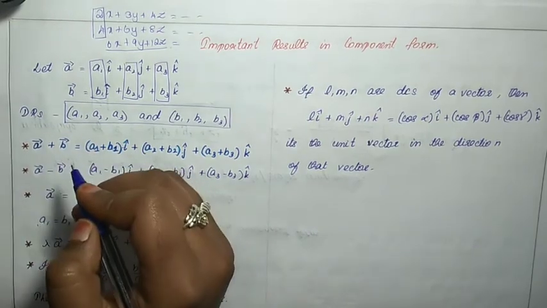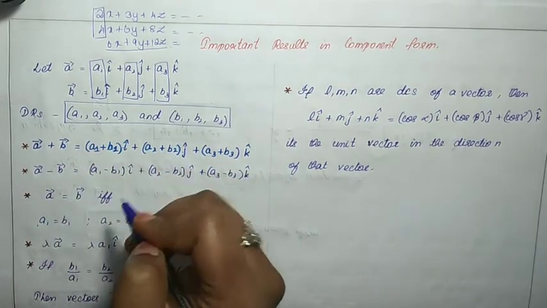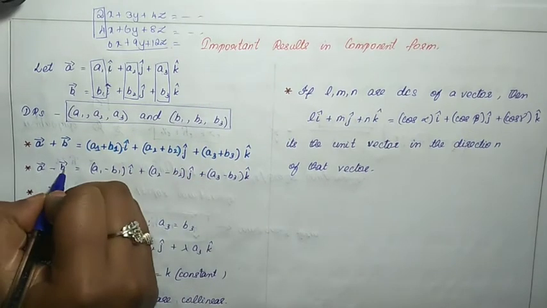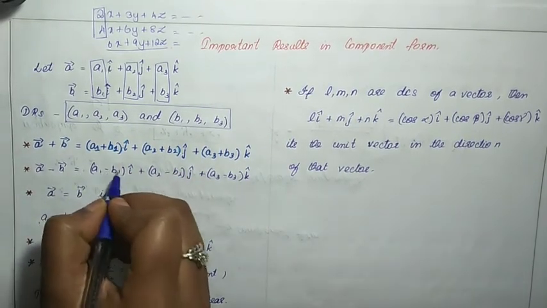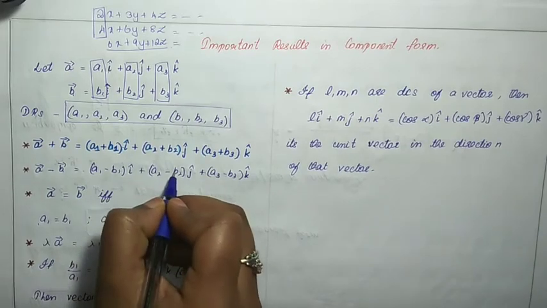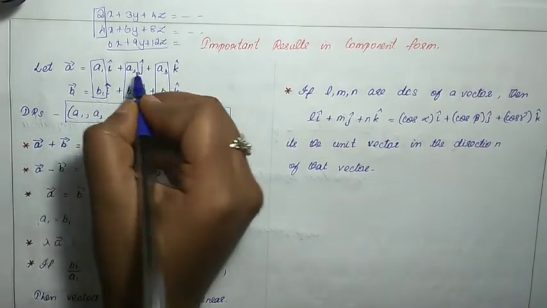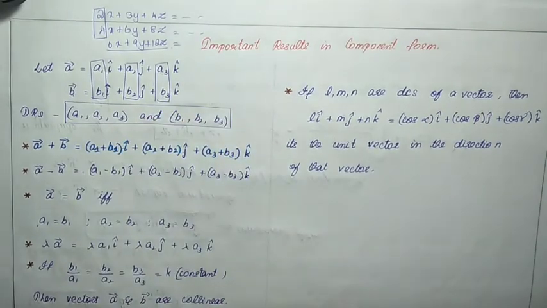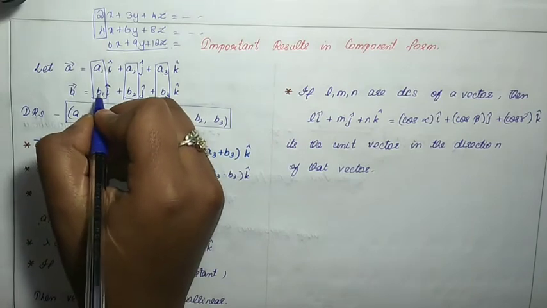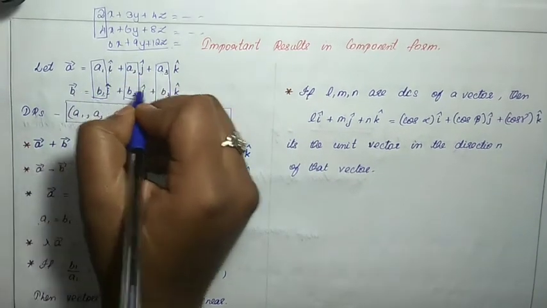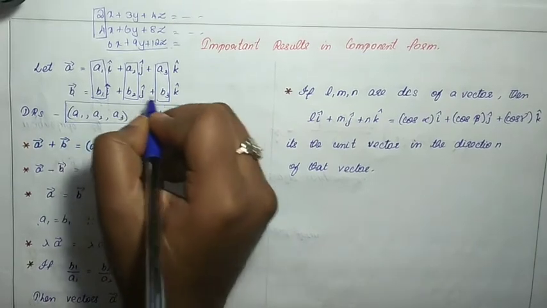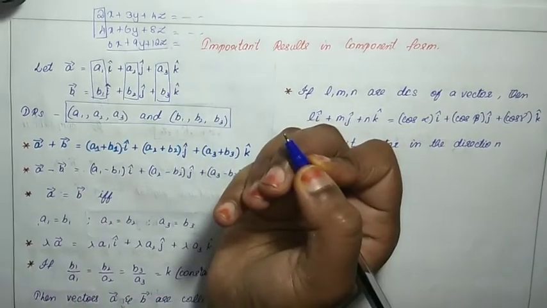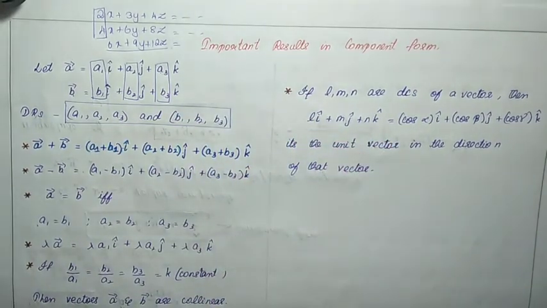And even for vector subtraction, we will be doing the same. A vector minus b vector equals a1 minus b1 i cap, a2 minus b2 j cap, a3 minus b3 k cap. If it is b vector minus a vector, we will be getting it as b1 minus a1 i vector, b2 minus a2 j vector and b3 minus a3 k vector. We will be doing it in such a way.